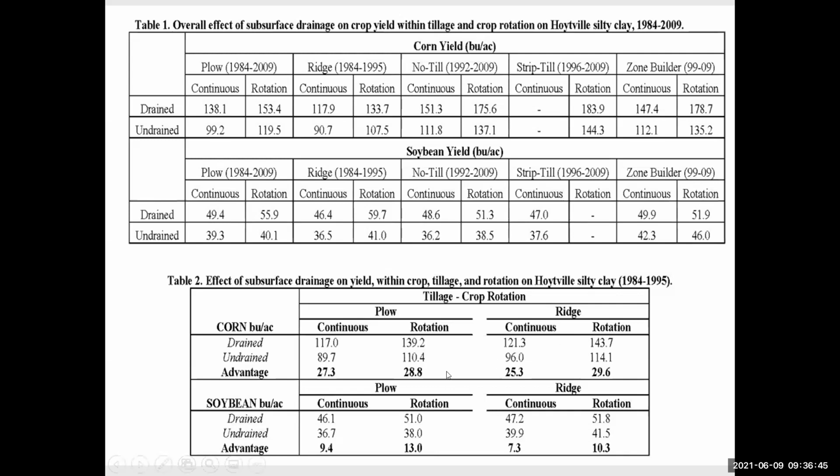And what I wanted to point out was that under the plow condition, we noted that we were actually getting a little bit of a benefit due to rotation, and that's not a whole lot of yield difference there. If you look under plow for continuous corn, 27.3 bushels per acre versus rotation with 28.8, so a little over a bushel and a half. But you look down at the soybean yields, and we go from 9.4 to 13 bushels per acre on average. So the rotation itself can create a yield advantage if maintained properly.